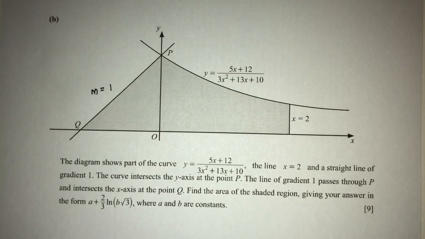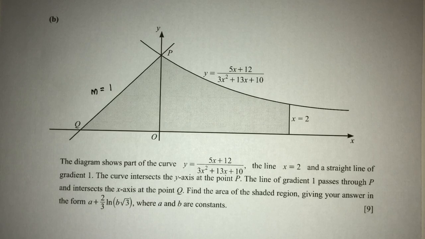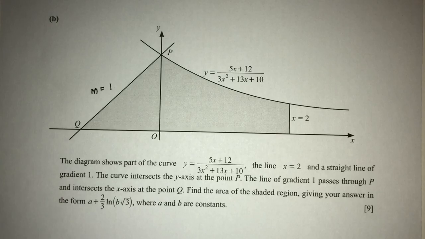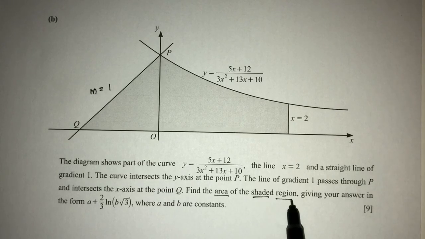Now the curve intersects the y-axis at the point P, as you can see here, and the line of gradient 1 passes through P and also intersects the x-axis at the point Q, which is here. Now find the area of the shaded region, giving your answer in the form of this.